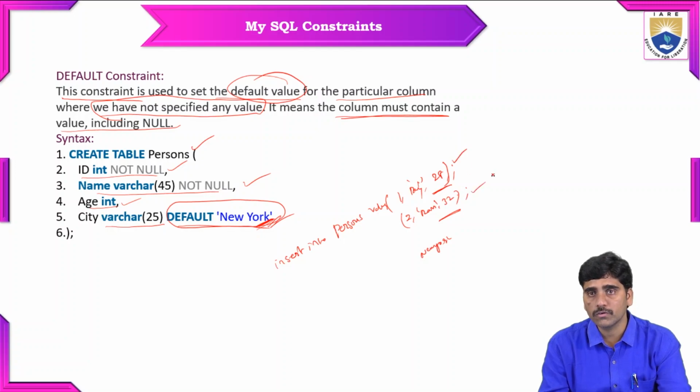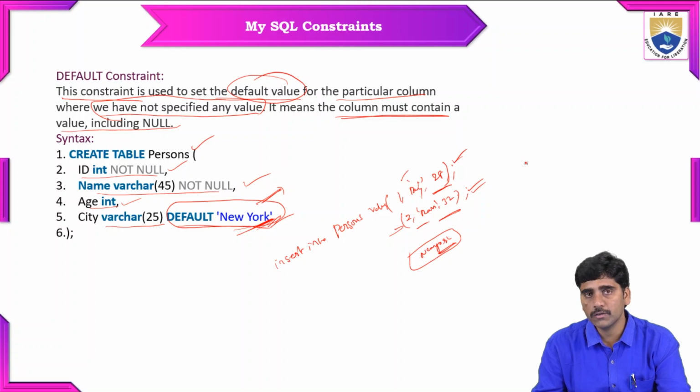and Ram. So New York is the default city for both IDs 1 and 2, because we are not specifying a value for the city in the inserted record. So by default it takes the constraint value we mentioned on that column name. New York is the default value, so New York will be inserted for these two records. This is what we understand from default constraints.